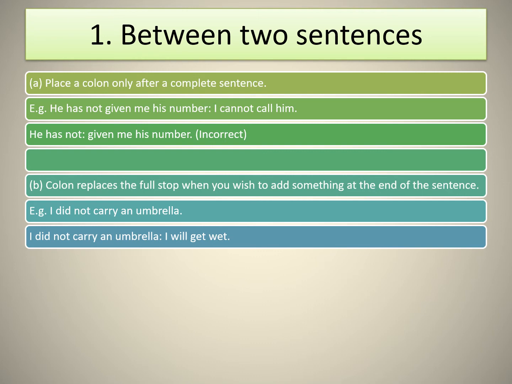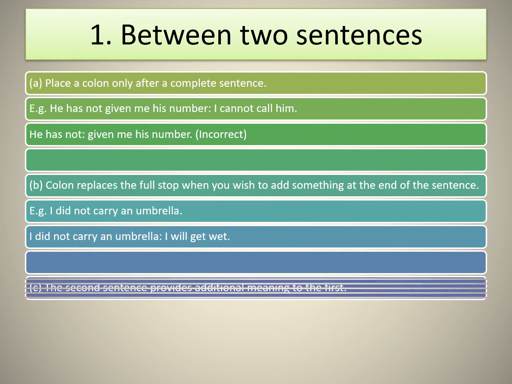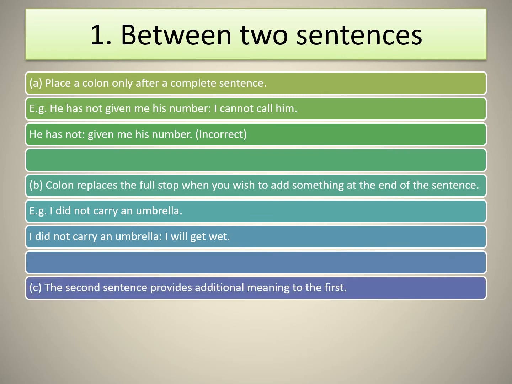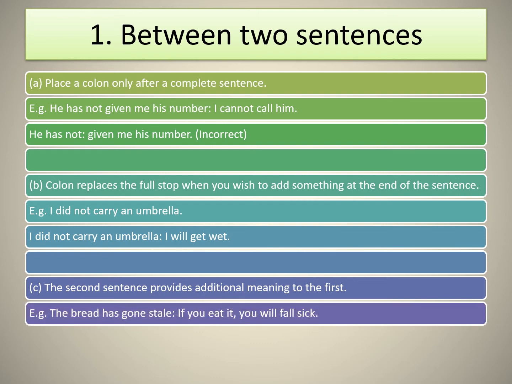Number 3 here. The second sentence provides additional meaning to the first. What does that mean? The bread has gone stale. If you say just the bread has gone stale, it makes sense, yes. But what if you want to add more information to that? Then you give a colon, and then you give the extra information that you want to provide on the first sentence. If you eat it, you will fall sick. So the bread has gone stale. If you eat it, you will fall sick. It's just extra information, right?